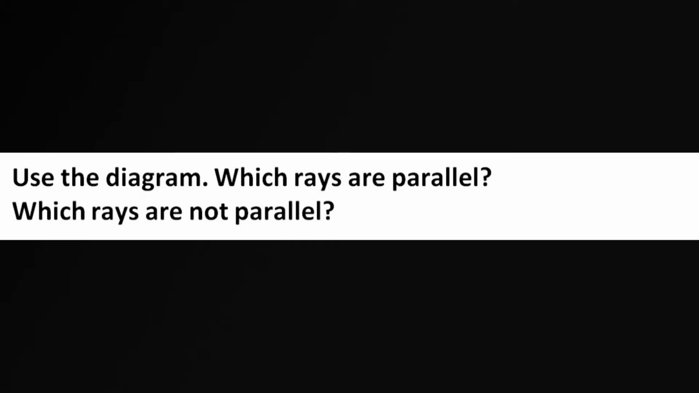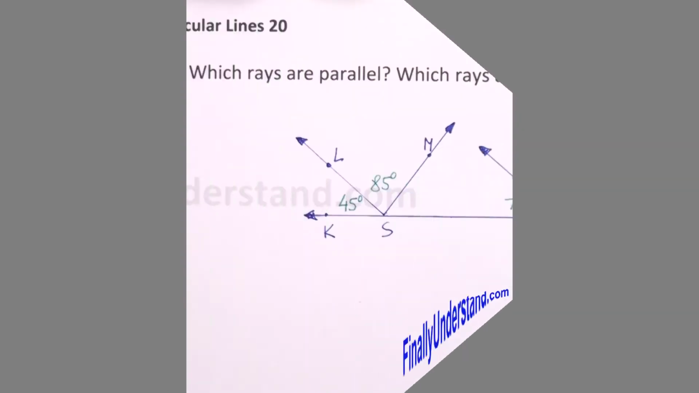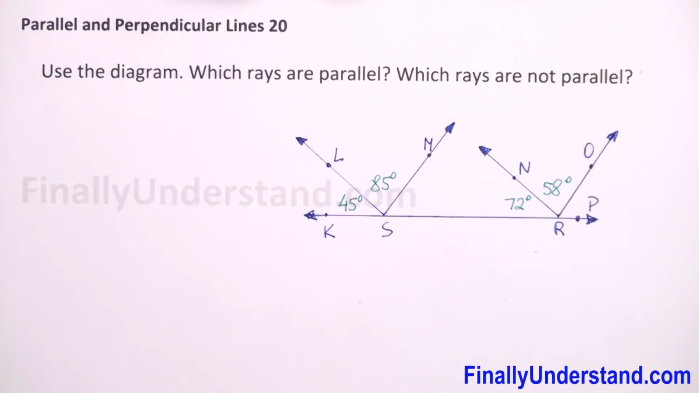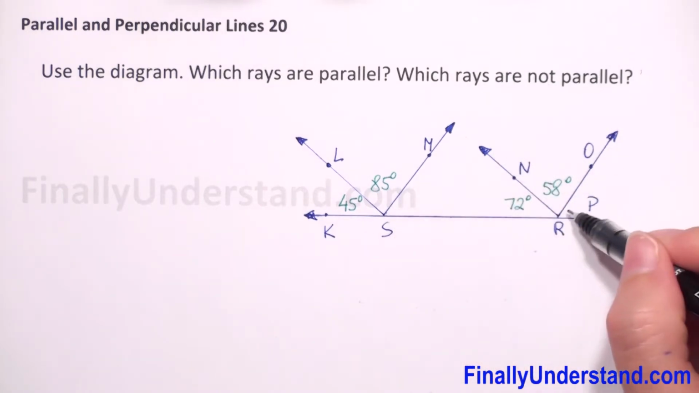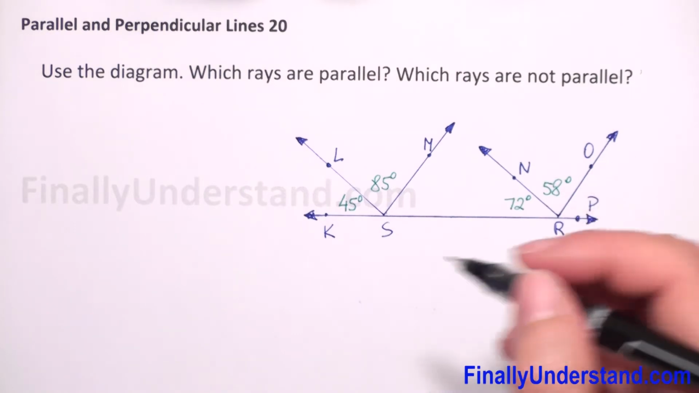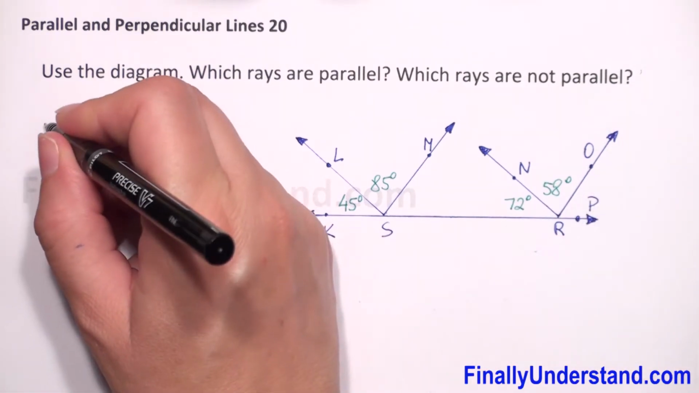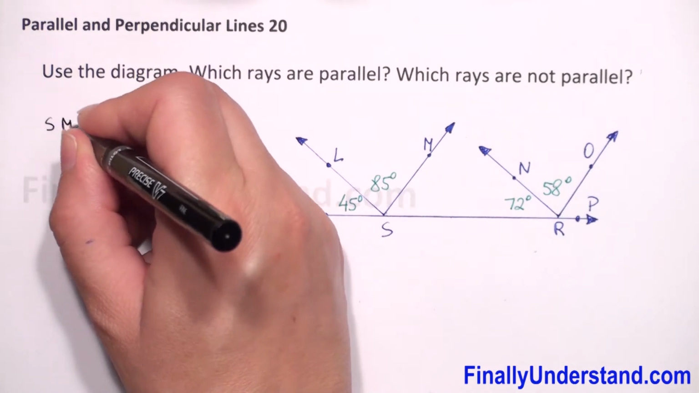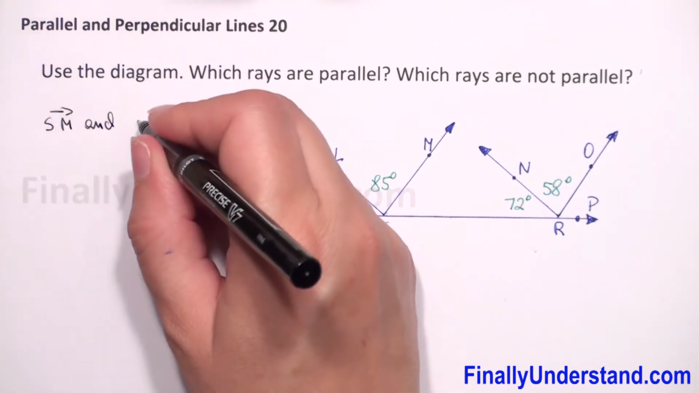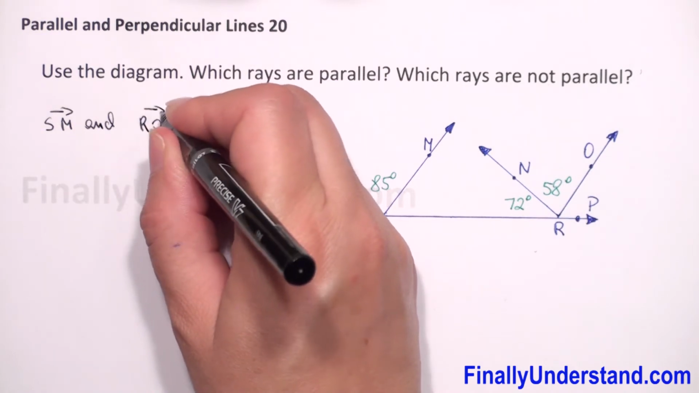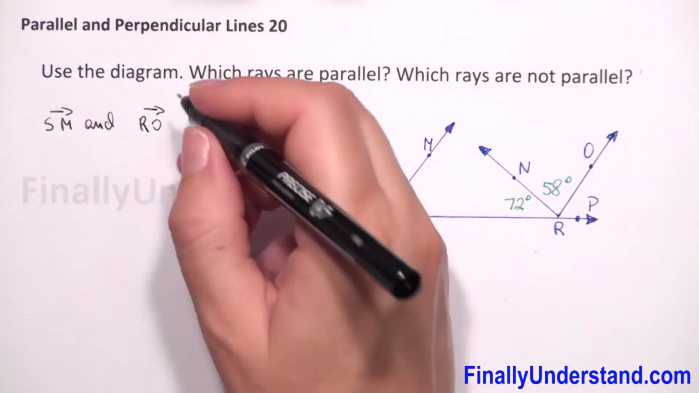We have a given diagram and we have to find which rays are parallel and which rays are not parallel. So let's first check rays SM and RO. So we will check if rays SM and RO are parallel.